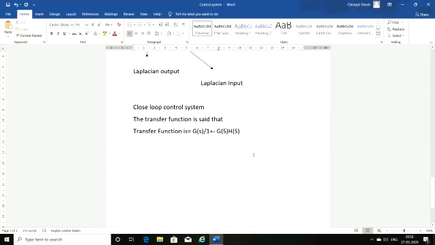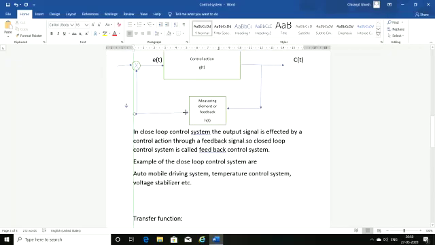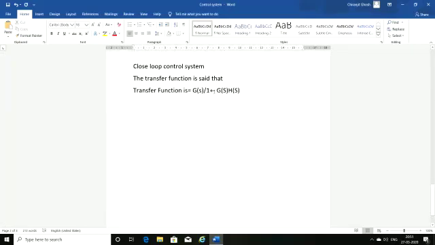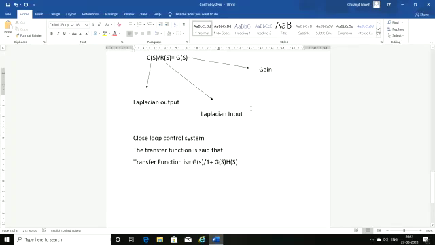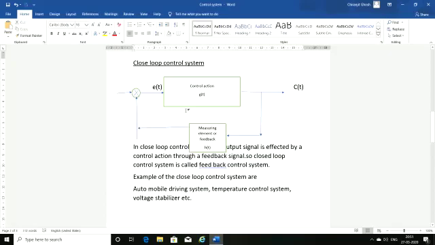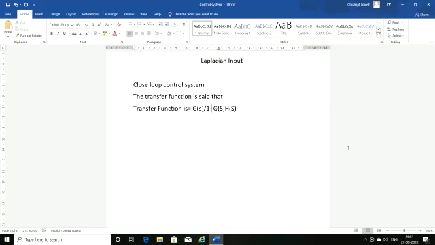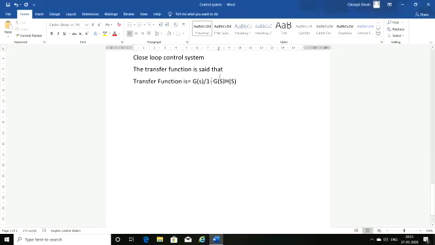So what is the significance of this plus and minus? When the feedback goes to the summing point and the sign of the feedback is negative, then the sign in the transfer function denominator will be positive. But when the feedback is positive, then the sign becomes negative. So this is the basic difference between the transfer function of an open loop control system and a closed loop control system, where G(s) is the gain, here also G is the gain, and H(s) is the feedback.